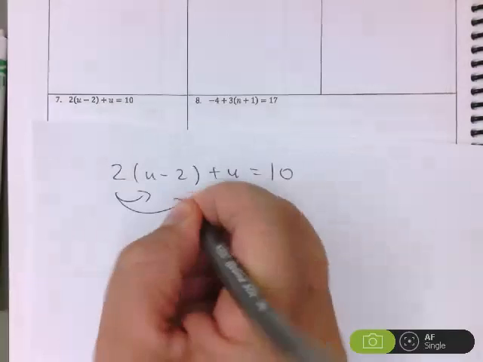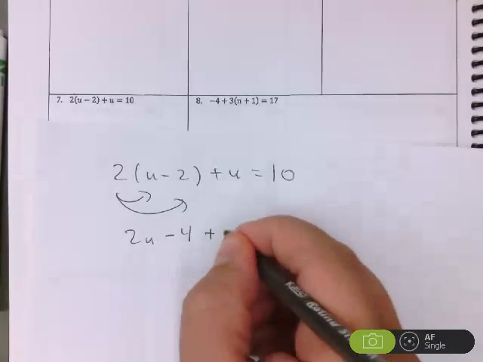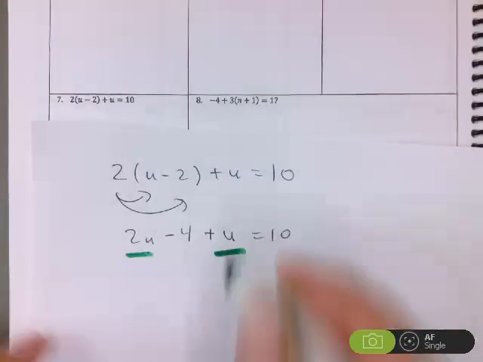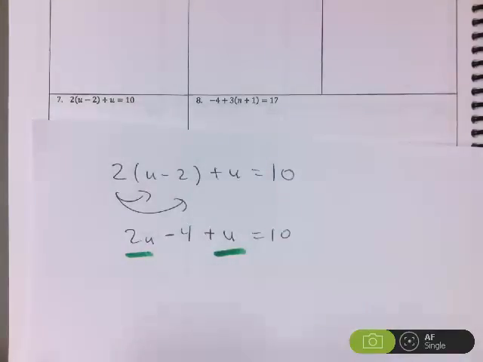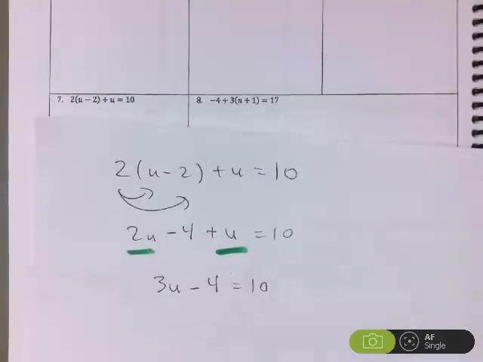So I've got 2u minus 4 plus u equals 10. Okay? So I got 2 u's plus 1 u's. That's going to give me 3 u's minus 4 is 10. And then I can solve from there.